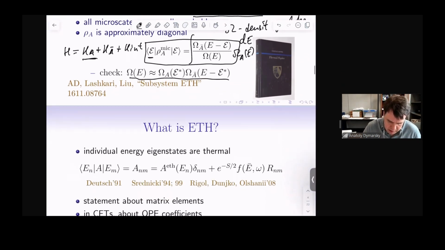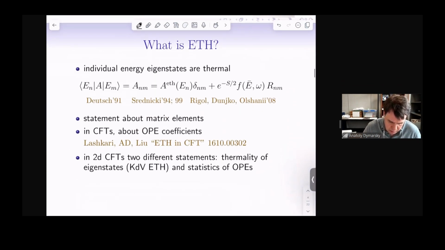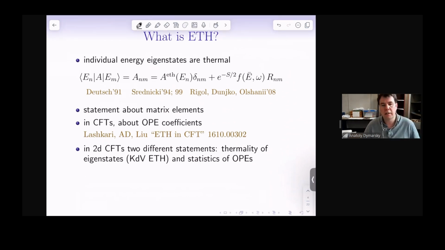And usually this idea is called the Eigenstate Thermalization Hypothesis. Here's a slide with a historic overview. The Eigenstate Thermalization Hypothesis is usually presented as an ansatz for the matrix elements of some local operator. And we're interested in the diagonal part, which basically tells you that if you're measuring a local operator in an energy eigenstate, then the result will be thermal.